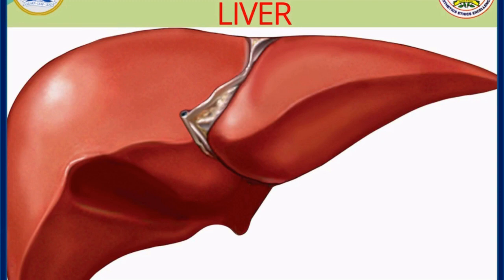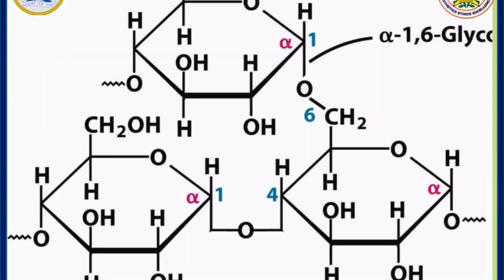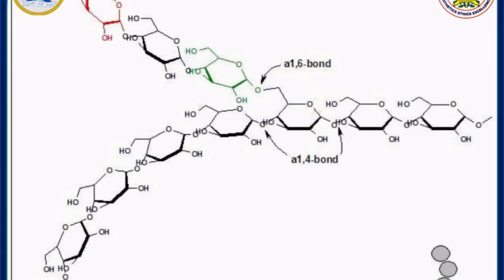50% of the glycogen is stored in the liver. The structure of glycogen is similar to amylopectin, that is, formed of both alpha 1,4 and 1,6 linkages. Here we can see the alpha 1,6 linkage which forms the branch point in the structure. With the extensive branching, the glycogen looks like a tree.